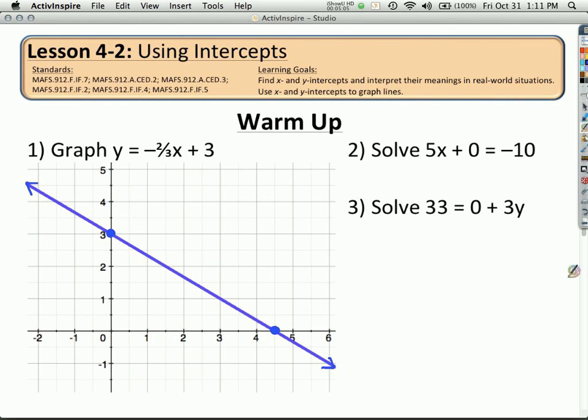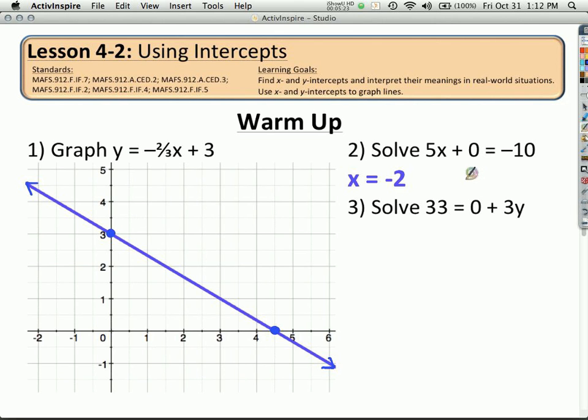Number two, what's the solution? We got Alex, David, and then Gary. And Alex, what'd you get? X equals -2. What about number three? What does that come out to?